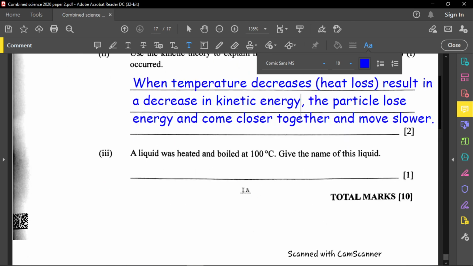And so the last part of the question, it said a liquid was heated and boiled at 100 degrees Celsius, give the name of this liquid. And we know that pure water boils at 100 degrees Celsius. So this substance has to be what? Water.